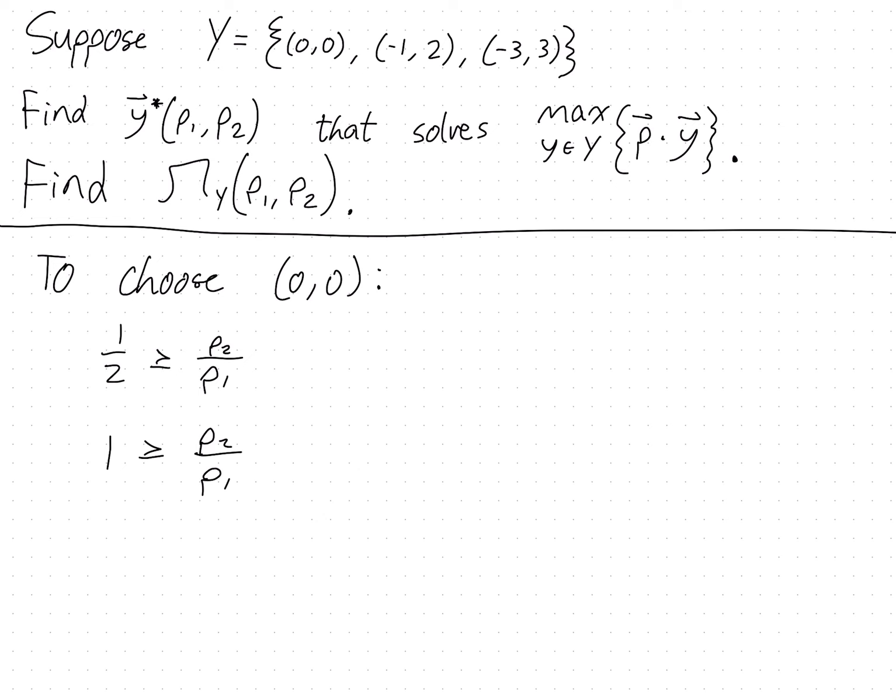But this is a bit redundant, because if we're less than 1/2, we're automatically going to be less than 1. Because if you're on your number line here, if you have 1/2 and you have 1, everything under this 1/2 is going to also be less than this 1. So it's redundant to have both, so we can just erase this part, and that's what has to be true to choose 0, 0.